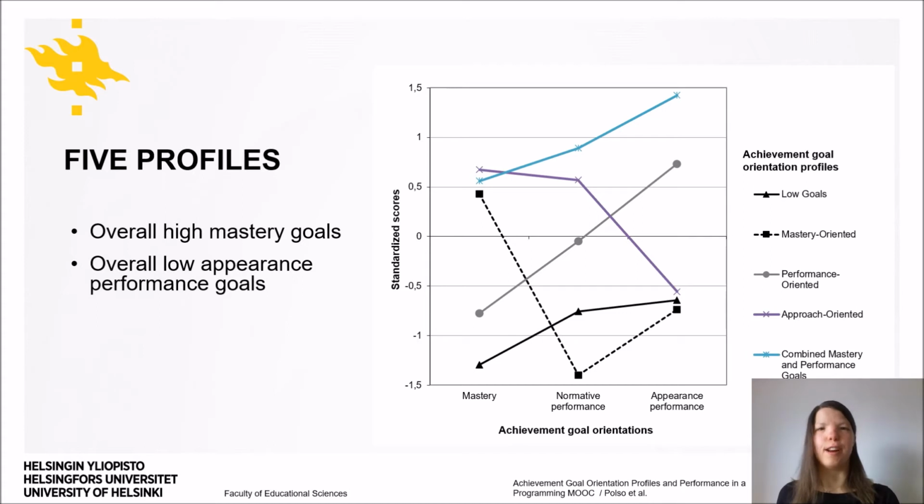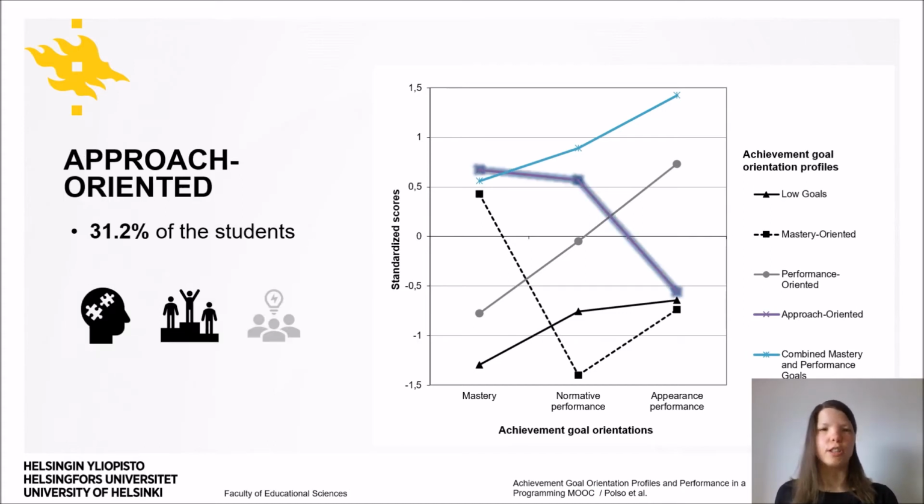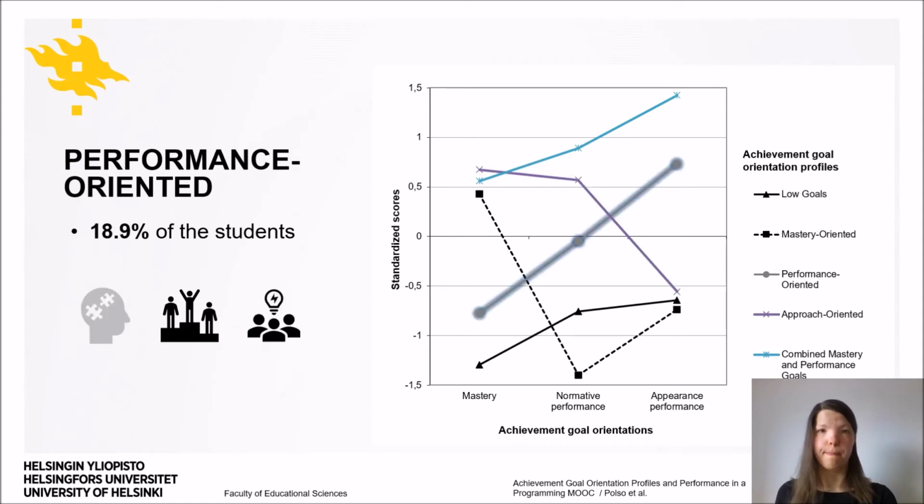Then, let's take a glance at each profile. The largest cluster was approach-oriented students. As can be seen in the figure, their mastery and normative performance goals were high, and their appearance performance goals were low. Around a fifth of the students were performance-oriented. They pursued both performance goals, but their mastery goals were low.